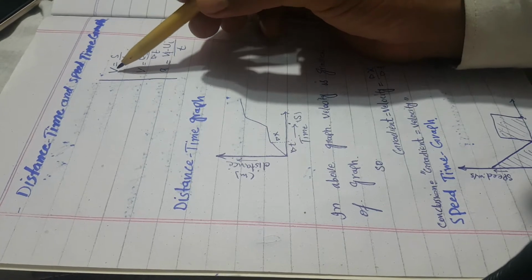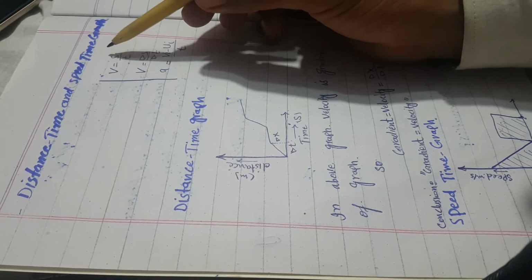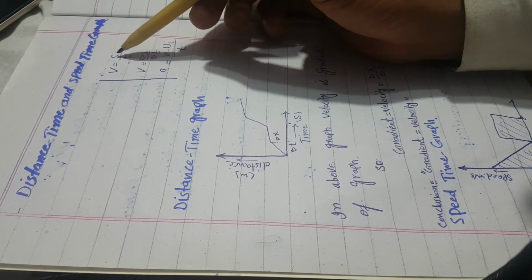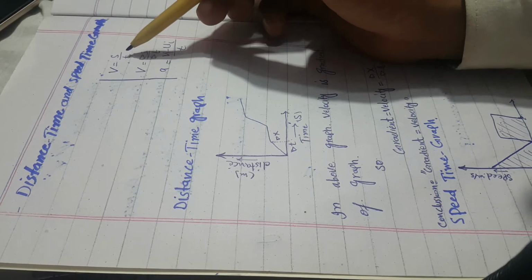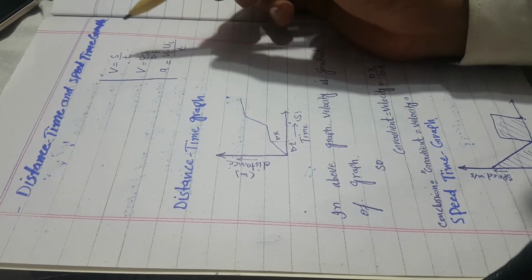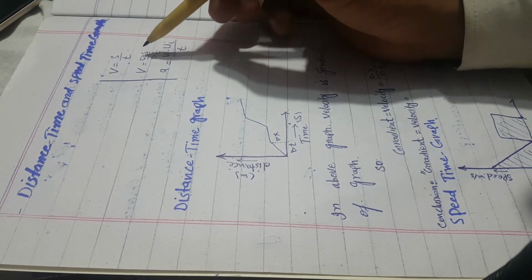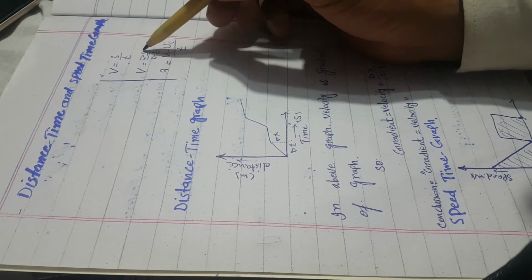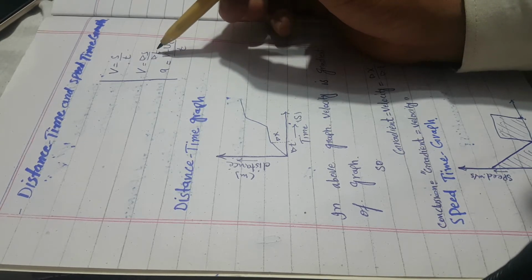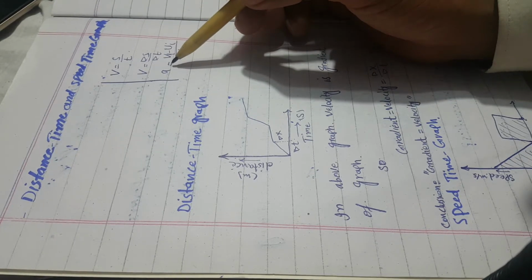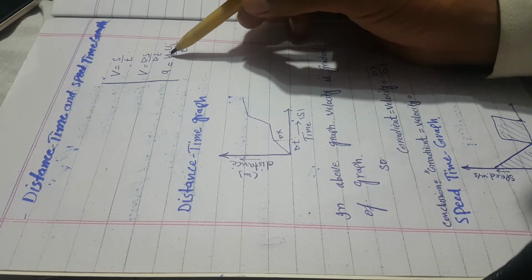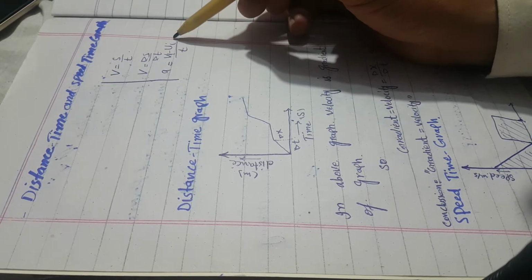We also know that velocity is defined as the rate of change of distance or displacement, which is called velocity or speed. So we can also write the average velocity as change in displacement over change in time. We can also write the change in velocity, meaning final velocity minus initial velocity, over time.